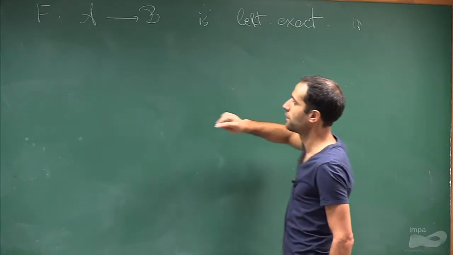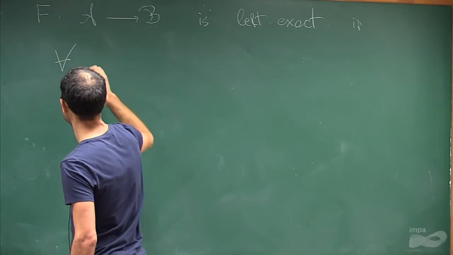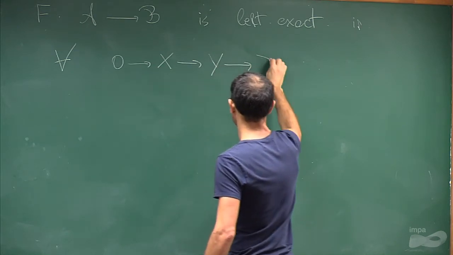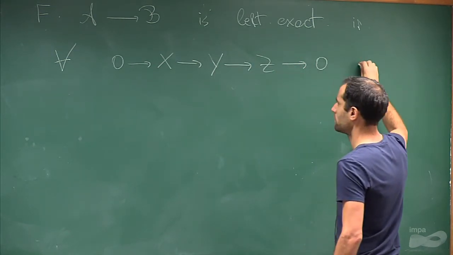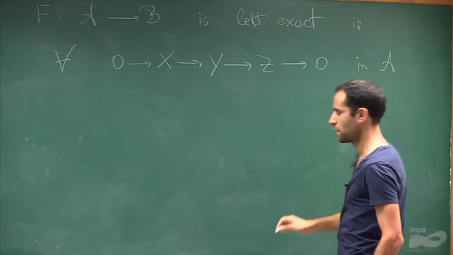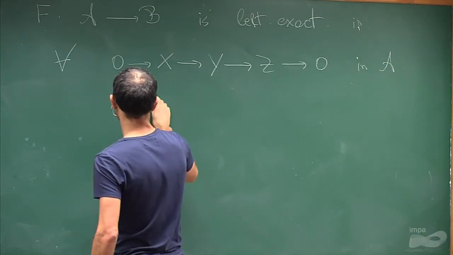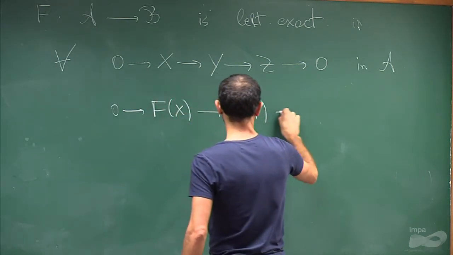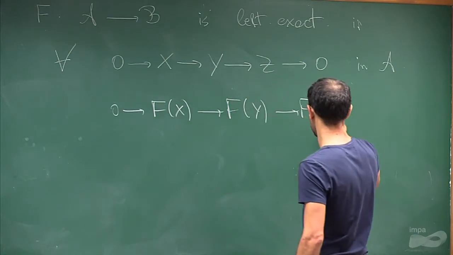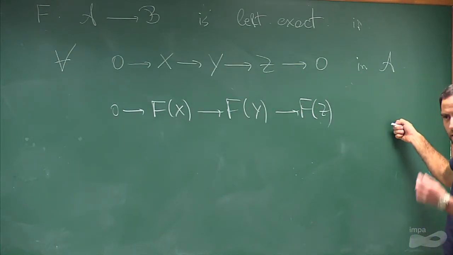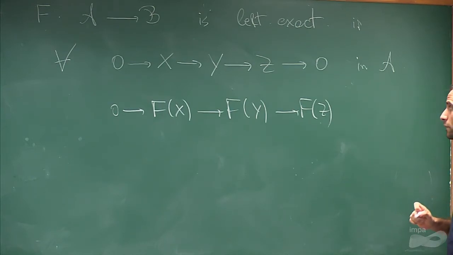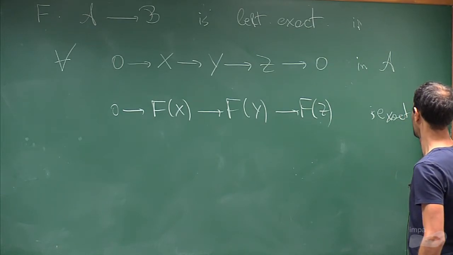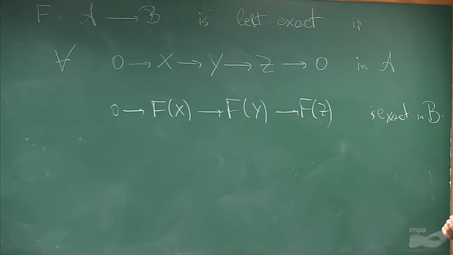If for every exact sequence in A, this sequence is exact. But notice that I'm not adding the extra 0. It's exact in B. So that's called left exact.